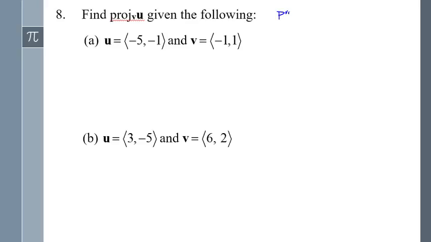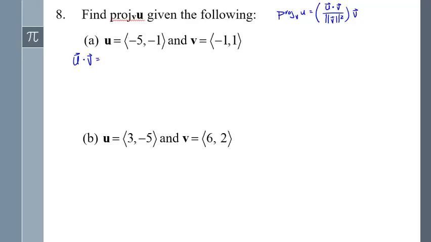For 8, find the projection of u onto v, given the following information. Before we start, remember that the projection of u onto v is a scalar multiplied by vector v, and that scalar is the dot product divided by the magnitude squared. Remember, we talked about in class that the magnitude squared of v means we really just have the magnitude of v without the radical.